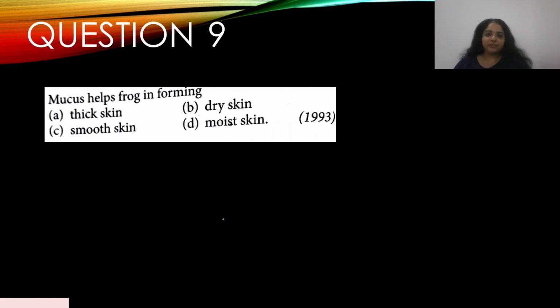Question number 9. Mucus helps frog in forming, and this appeared in 1993: A. Thick skin, B. Dry skin, C. Smooth skin, and D. Moist skin. So mucus helps frog in forming D. Moist skin. So the answer is D.